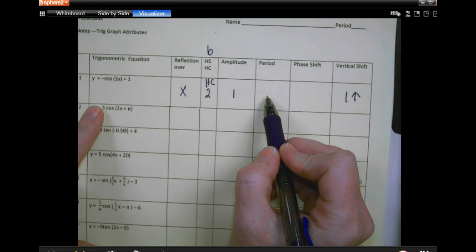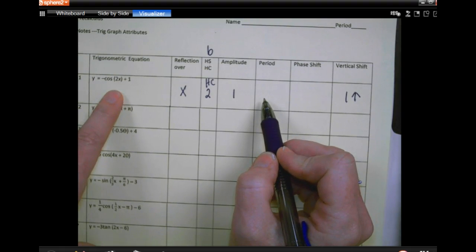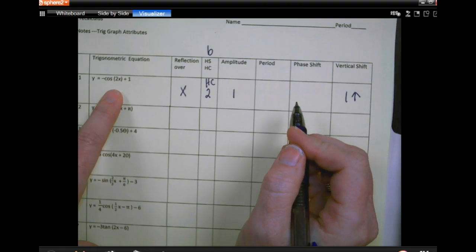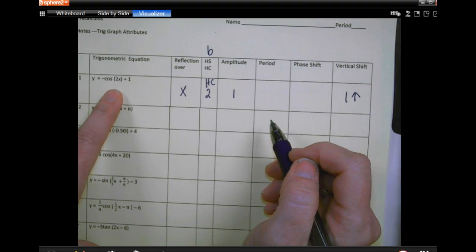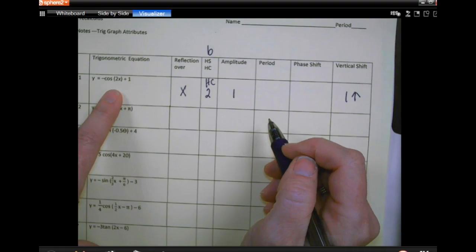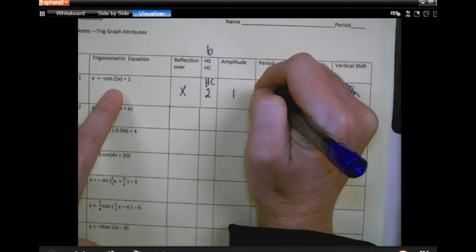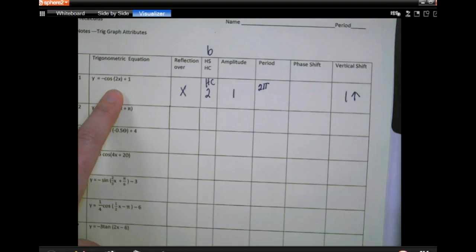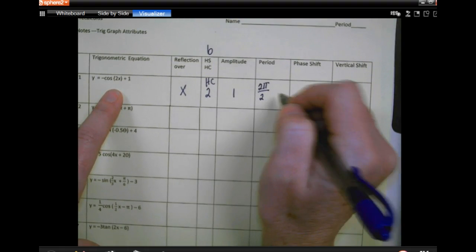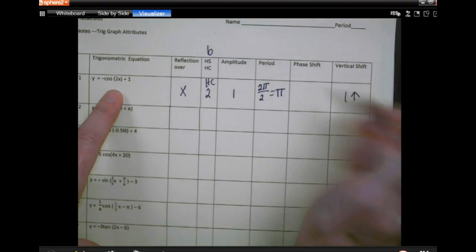And first of all, is this going to be degrees or radians? Radians because it's an x. So what's the radian period of a cosine? 2 pi. And then we divide by our b, which is 2. So the period this time is pi.